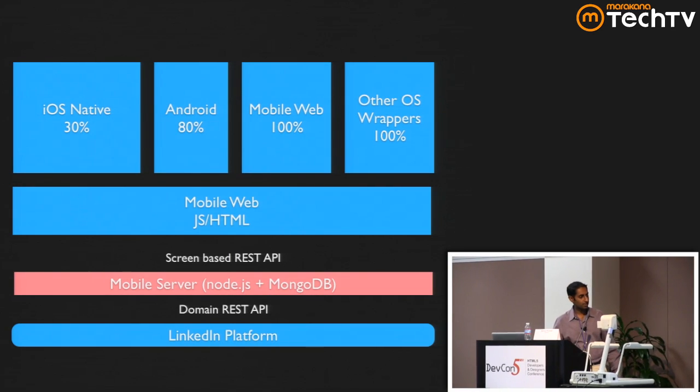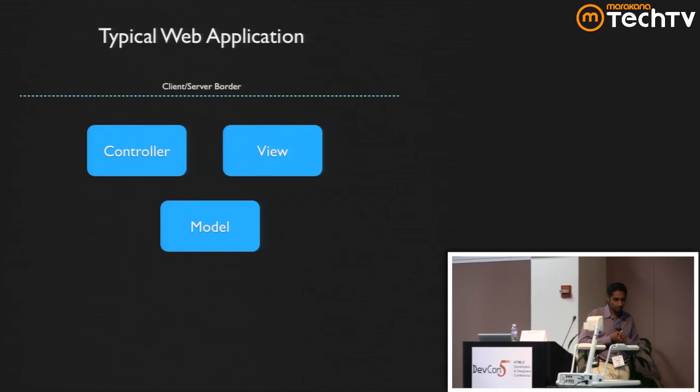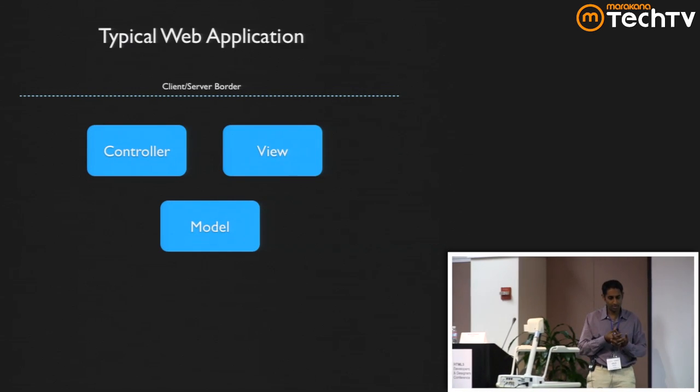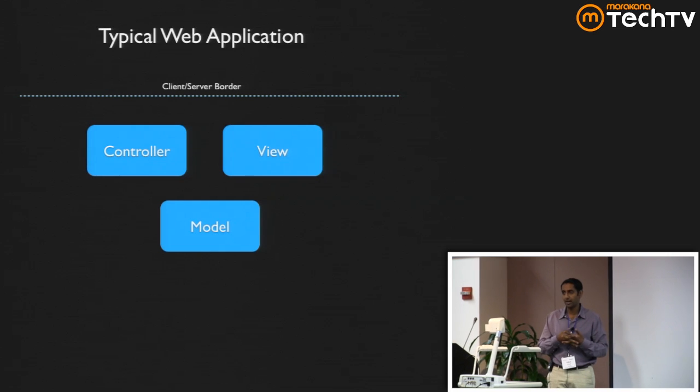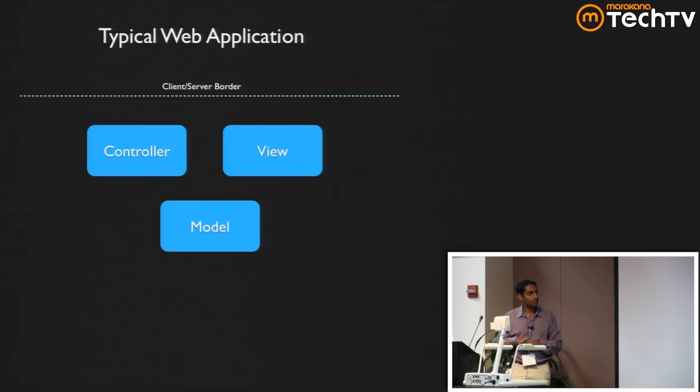So let's start going into some detail. We'll start off with the mobile server, the Node.js and MongoDB. So before I kind of go into why Node.js, I kind of need to walk through a little bit of change that's happening with HTML5 as a result of HTML5 and the way we're sort of building these client-side applications. So I'm sure most of you are familiar with classical model view controller or variations thereof.